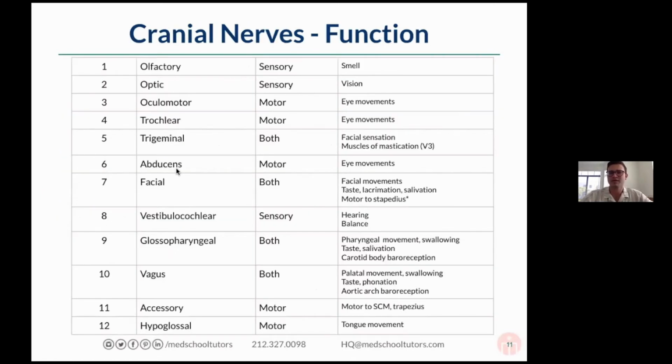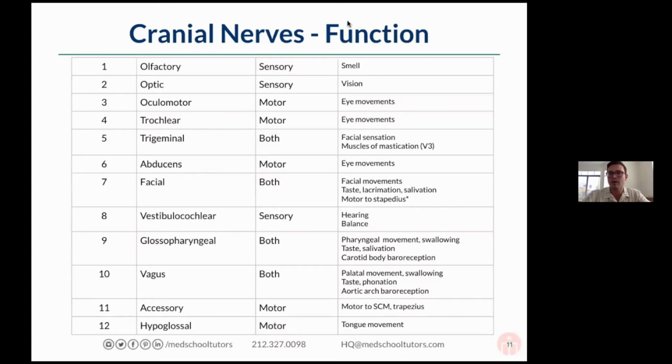So the next thing I would want to talk about is function, right? If we have a basic understanding of what the nerves are and where they are, then we can start to talk about what they do, right? I think skipping to what they do or what foramina they leave the skull is going to make it harder for you to remember these things.